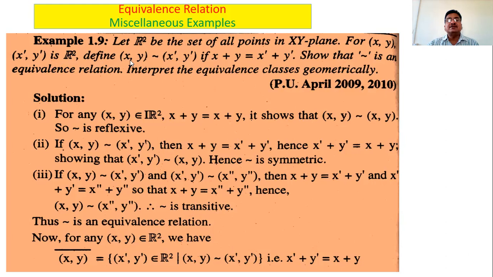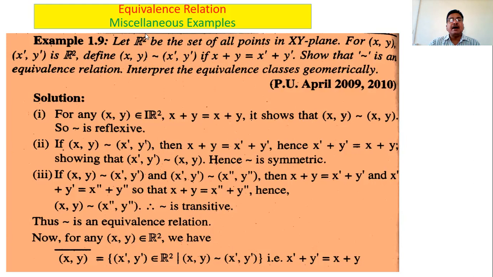And the definition given in the example of relation is what? (x, y) is related to (x', y') if x plus y is equal to x' plus y'. So this is the definition of relation. And R square, R raised to 2, is the given set. And this wiggle is the notation for relation, instead of capital R or other notations. And when is (x, y) related to (x', y')? These are the elements of R2, any two elements of R2, and they are related if x plus y is equal to x' plus y'.